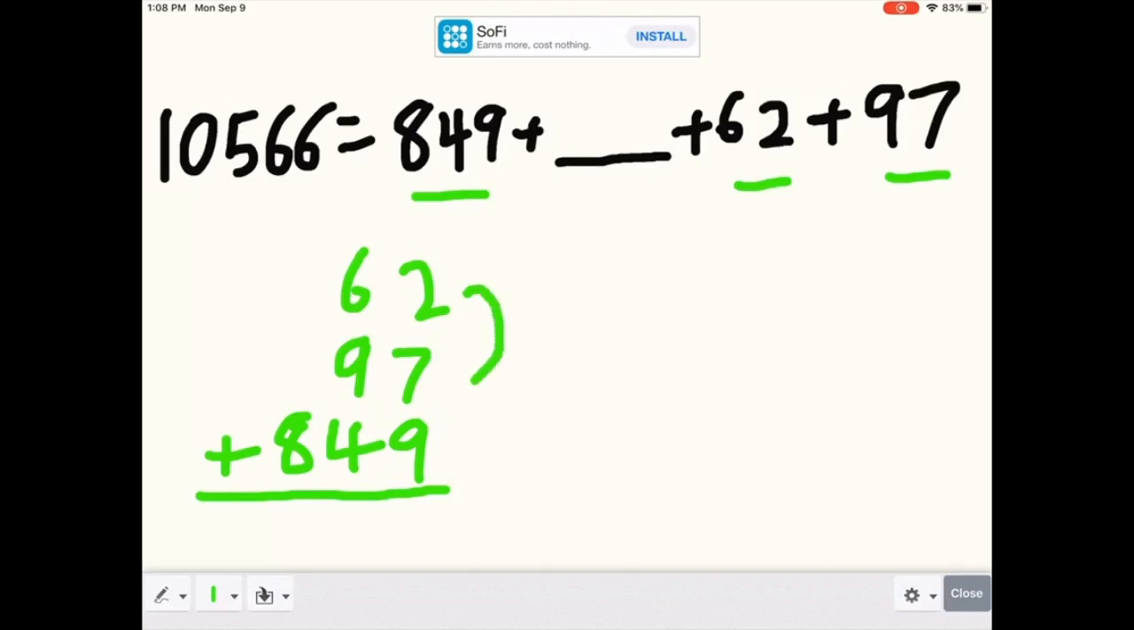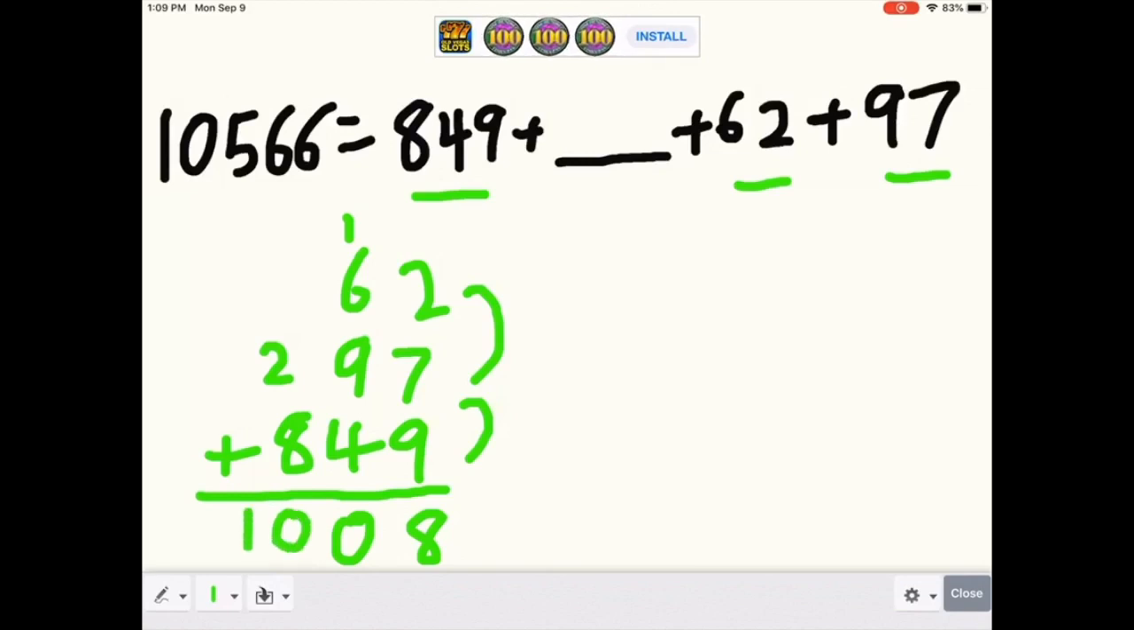2 plus 7 is 9. 9 plus 9, that's 18. So we'll write our 8, carry our 1. 1 plus 6 is 7. 7 plus 9 is 16. And 16 plus 4 is 20. We'll write our 0. We'll carry our 2. 8 plus 2 is 10. So we'll write our 10.